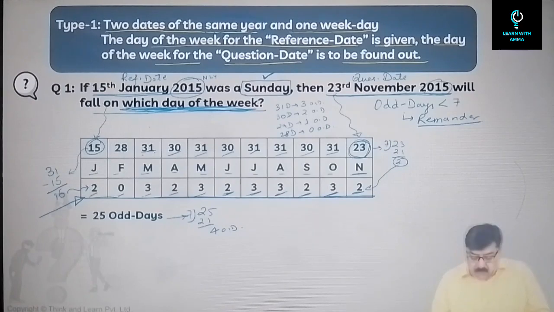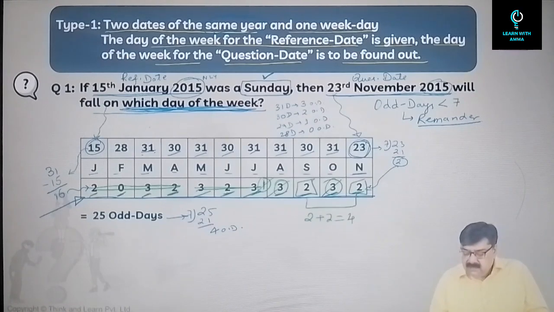2 plus 0 plus 3 is 5 plus 2 is 7. Okay, so 7 gone. 3 plus 2 is 5 plus 3 is 8. So 7 gone. Remainder 1. From 8 we subtracted 7. We got 1. Now 1 plus 3 plus 3. Again you remove this because this is 7. So what is the remainder that you get now? 2 plus 2. That is 4. That's exactly what I'm talking about here.